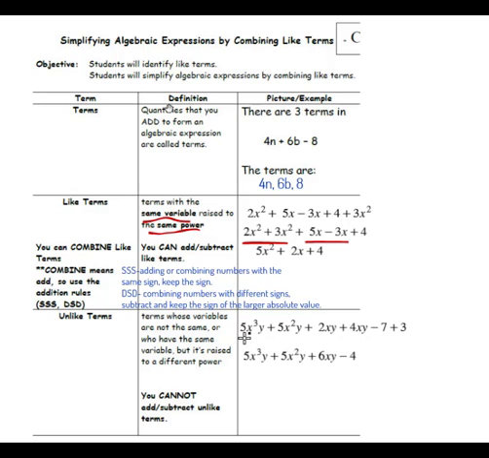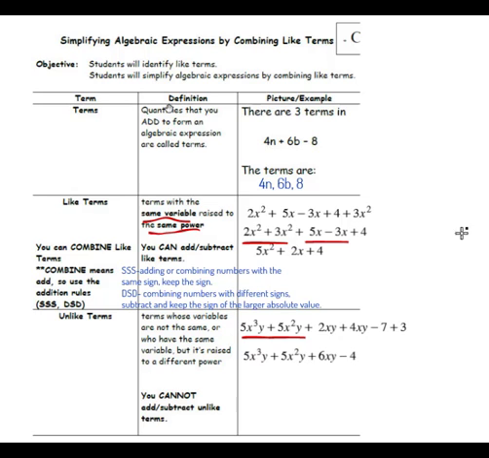Let's look at our first two terms. We have a 5, we have a y, but we have x to the third power and x to the second power. We cannot combine these because the x's are raised to different powers. So we're going to just bring the 5x cubed y plus 5x squared y down to the next part of the expression.